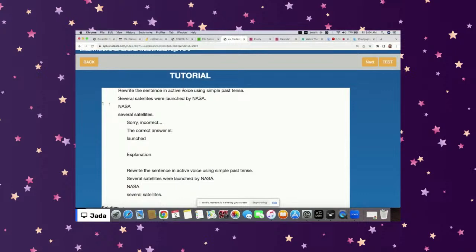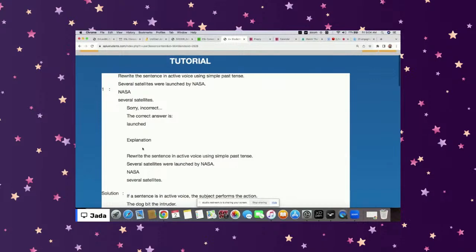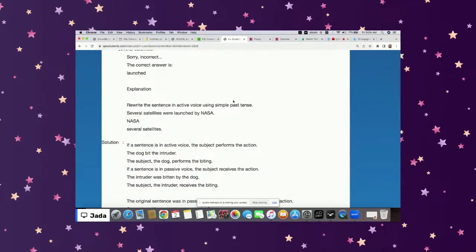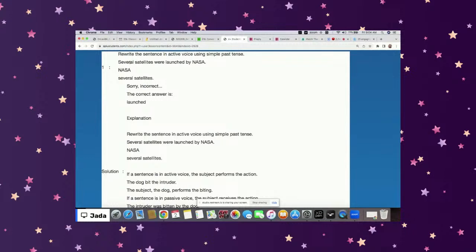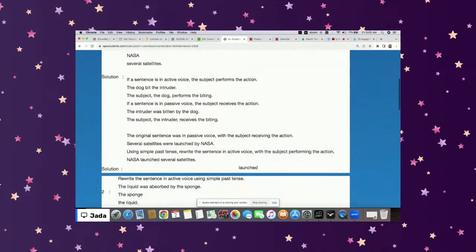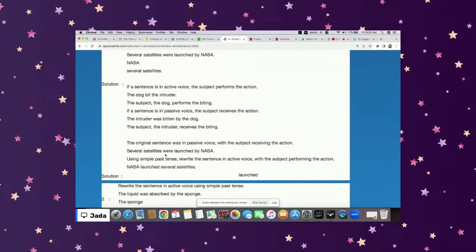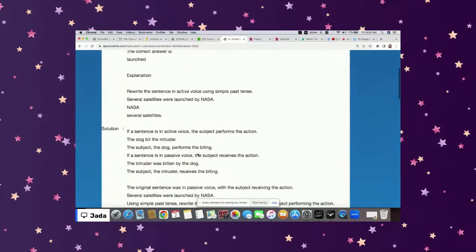Now rewrite the sentence in active voice using simple past tense. You have to rewrite the sentence using simple past. Several satellites were launched by NASA. So it should be rewritten in active voice using simple past. Now we would see the right sentence after rewriting everything.